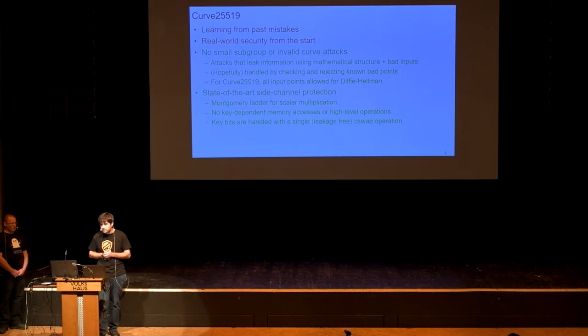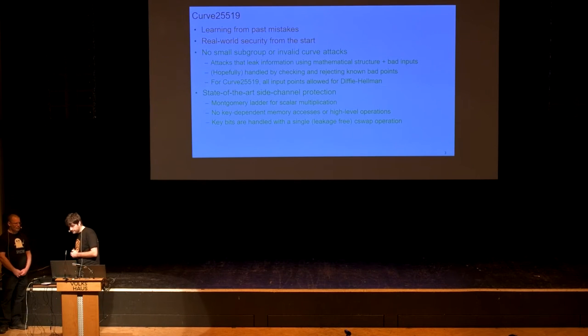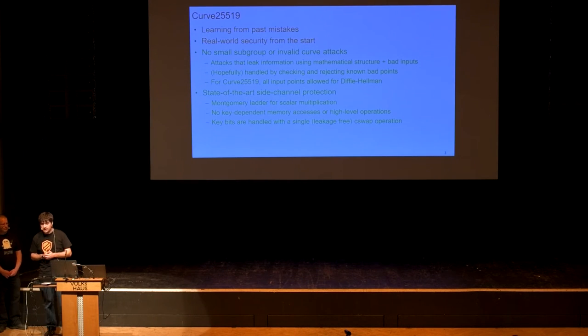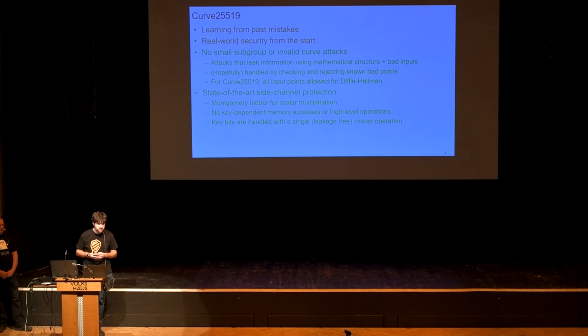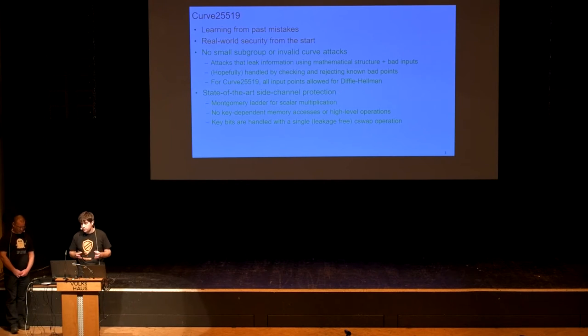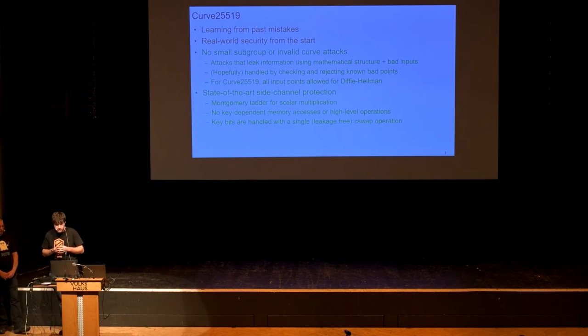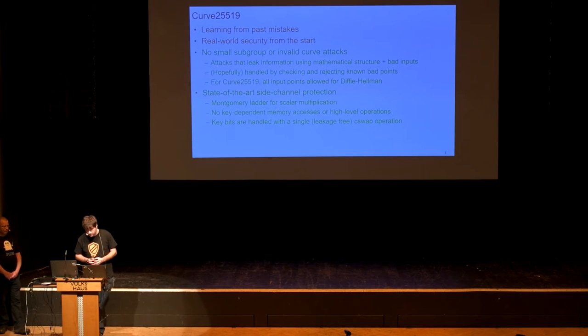Now, implementations also started deploying state-of-the-art side channel protection. Doing away with old code, which has key-dependent branches and memory accesses with key bits as indexes, we started moving to the Montgomery ladder algorithm. Now, this algorithm is highly regular. It has one double, one add. The key is handled in a constant time swap operation, which we will assume is leakage-free. And overall, this means that if the constant time swap operation is properly implemented, which we still trust the developer to do, but assuming we have that function, all the rest should not leak too much.